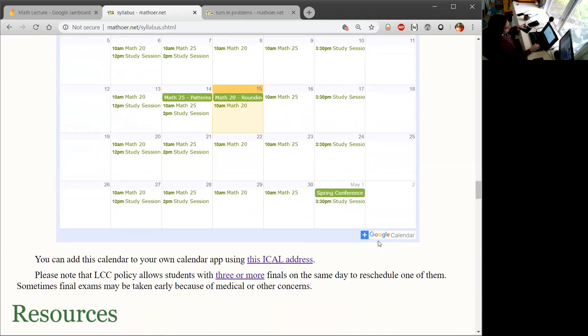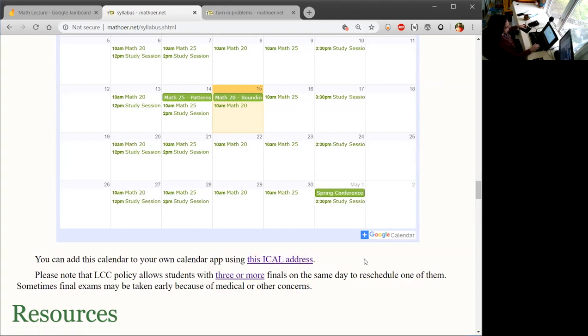If you use Google, you can click on this button in the bottom corner, and it will add the math calendar to your display of calendars. Then you can see all the due dates when you look at your online calendar normally. If you don't use Google, this link saves a little text file called an iCal address. There should be some way to import an iCal calendar into whatever software you use, and then put the math things there also.